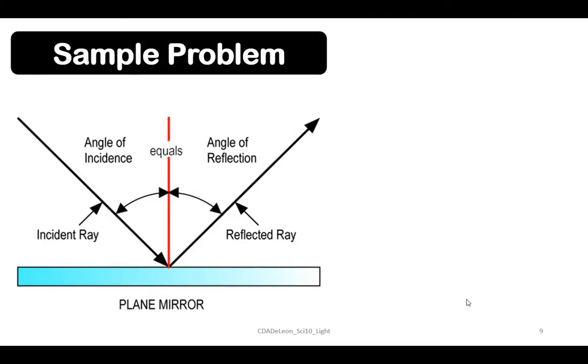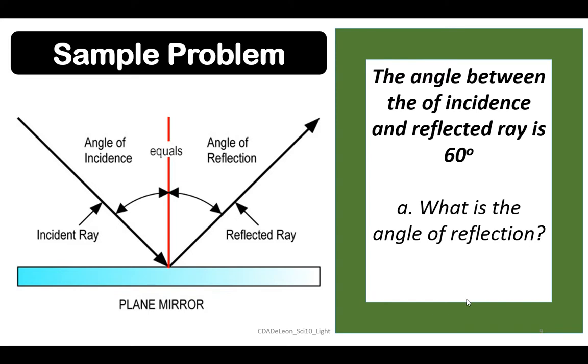Now let's have example problem number 1. So the general description is the angle between the incidence and reflected ray is 60 degrees. So meaning to say, collectively the angle of incidence and angle of reflection is 60 degrees. So the question is, what is the angle of reflection? So we just divide 60 degrees by 2. So the answer is 30 degrees.